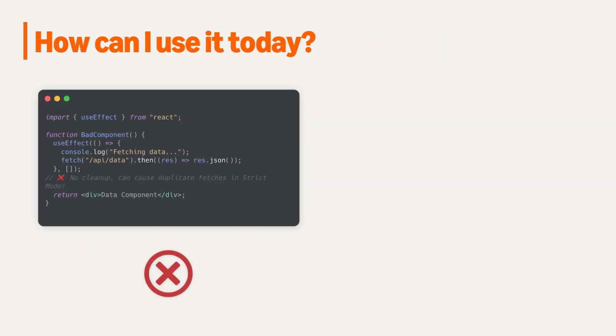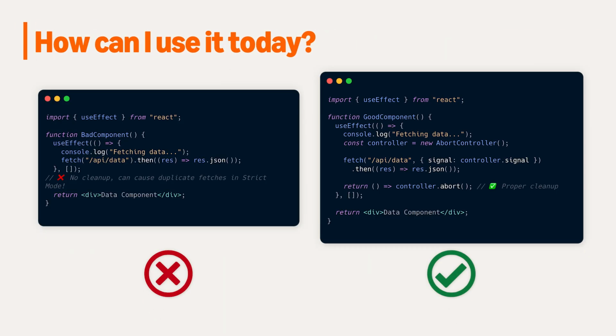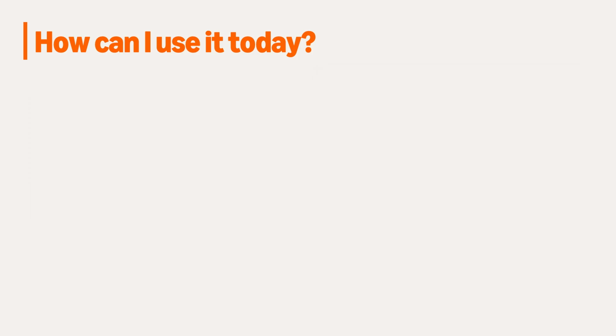So, okay, now that you've implemented strict mode, there are a couple of things that it will help you find as well. The first example that I want to show you is an unsafe side effect update where you've not done proper cleanup. In the example on the left, bad component, no cleanup has been done, which could trigger multiple duplicate fetches in strict mode. Whereas the example, good component on the right, does proper cleanup.